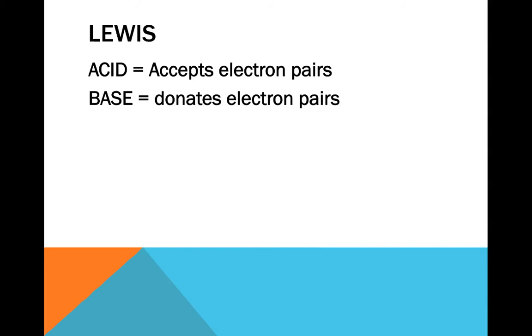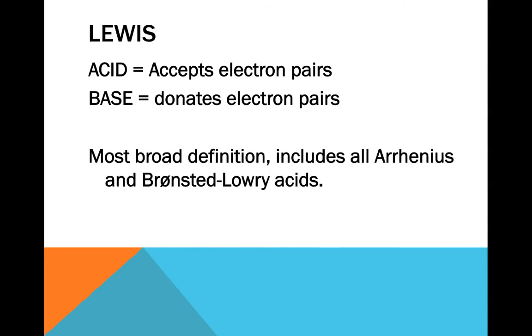But what that meant is that it is the most broad definition. So Arrhenius had a very small range, only H plus and OH. Then Bronsted-Lowry said, okay, anything that accepts H plus is going to be a base, and anything that donates H plus is an acid. And then Lewis was like, no. Everything that accepts electrons is an acid, and anything that donates electrons is a base. And so Lewis contains all Bronsted-Lowry and Arrhenius acids.